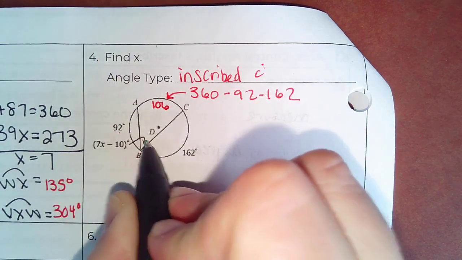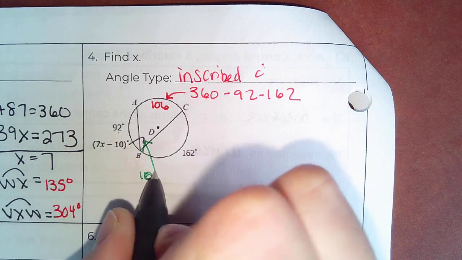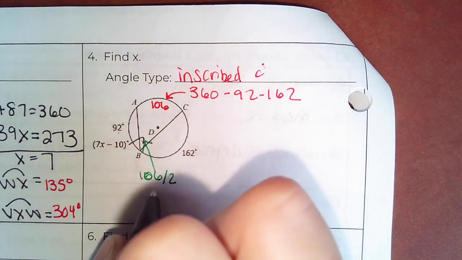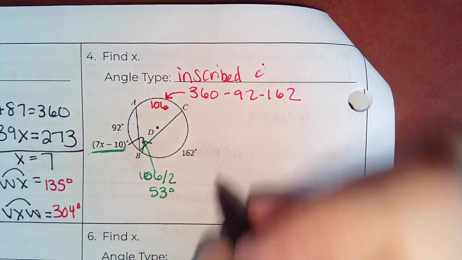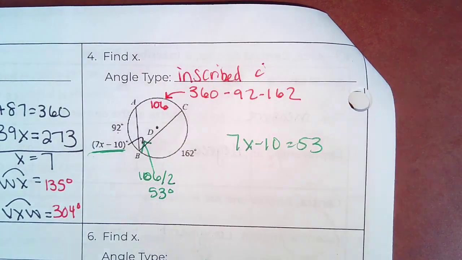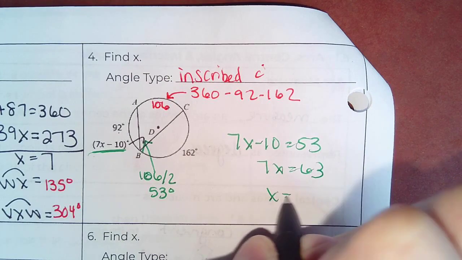I know that the inscribed angle here is half of 106, so this would be 53 degrees. Then I'll set this equal to 53 degrees. So 7x minus 10 equals 53. 7x equals 63. x equals 9.